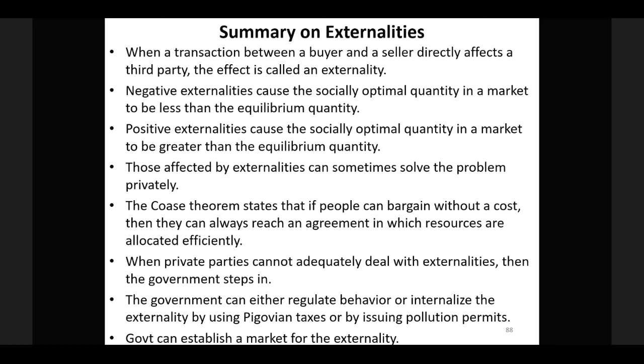There we go. Now we want to talk about some summary notes on all that I'll be saying as far as externalities are concerned today. When a transaction between a buyer and a seller directly affects a third party without compensation, then we say the effect is an externality. Negative externalities cause the socially optimal quantity in the market to be less than the equilibrium. So when we have a negative externality, the market tends to produce more than the level required.